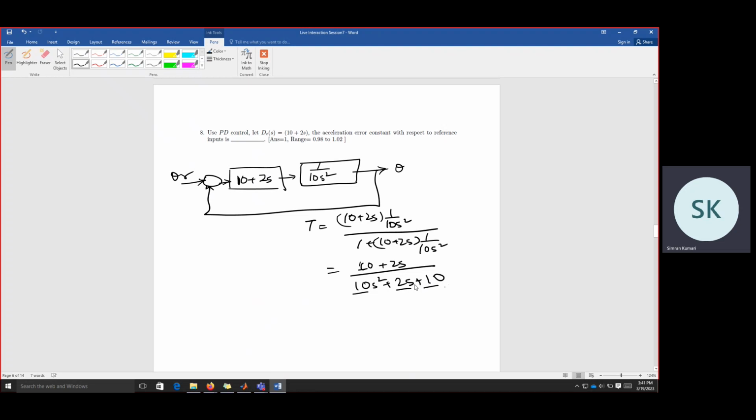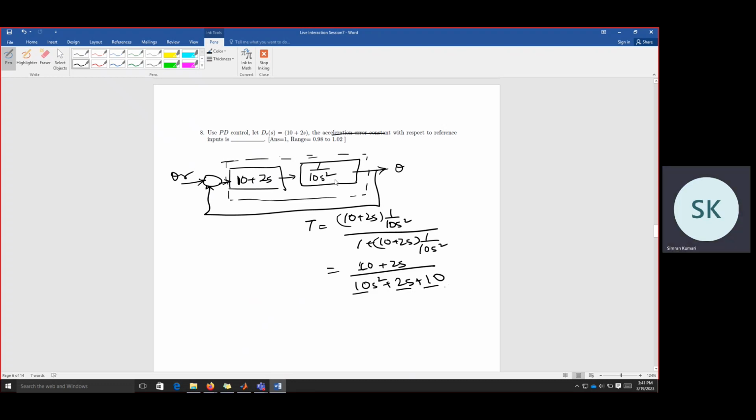Now we are trying to find the steady state error. So it is asked what is the acceleration error constant. Now if you see the forward path, this 10s² into 1 by 10s² multiplied by 10 plus 2s. So there are two poles at origin in the forward path.